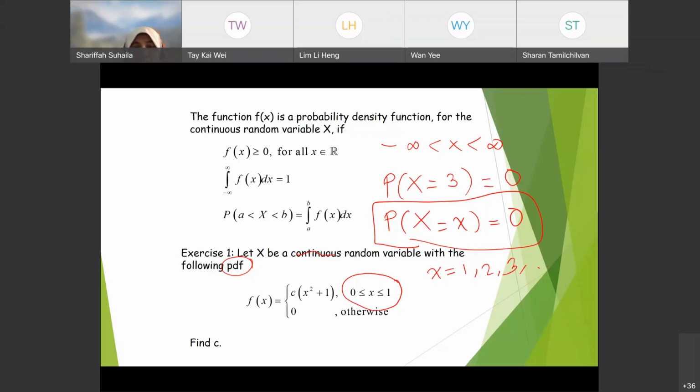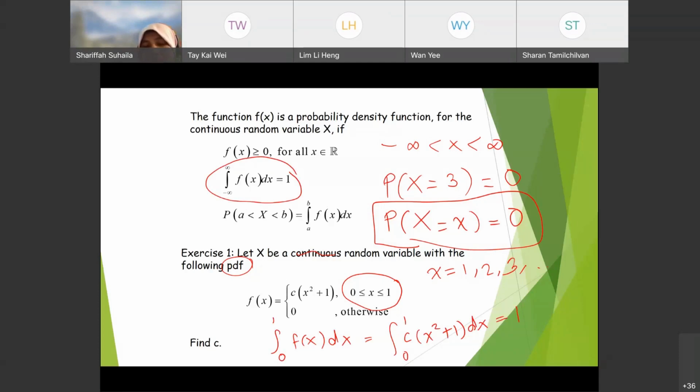Let's say you want to find f(x) = c(x squared plus 1), for 0 up to 1. You want to find c. So you have the integral of f(x) dx from 0 up to 1, of c(x squared plus 1) dx. You want to find c in this case. So again, we use the concept that total probability is equal to 1.